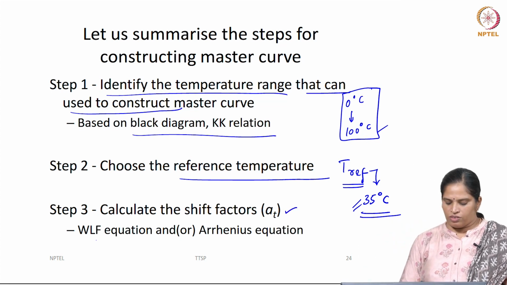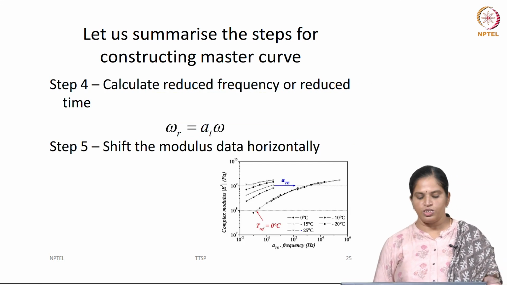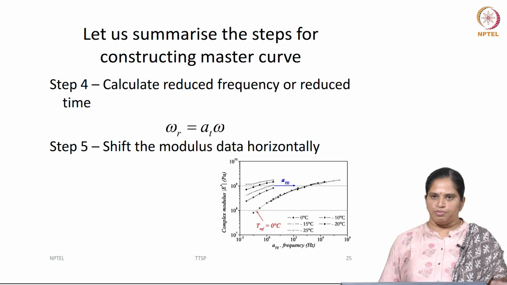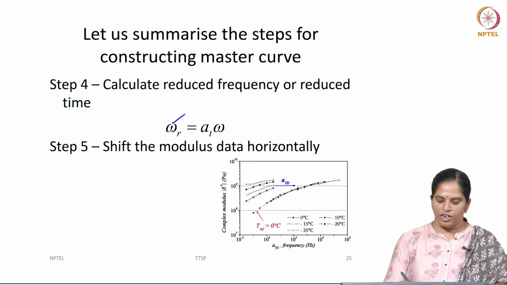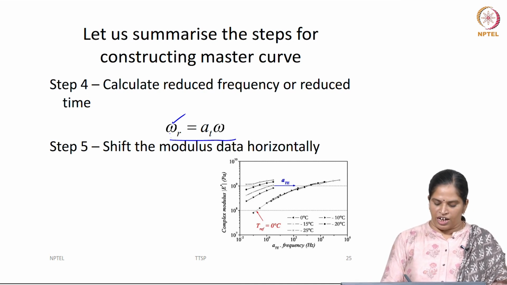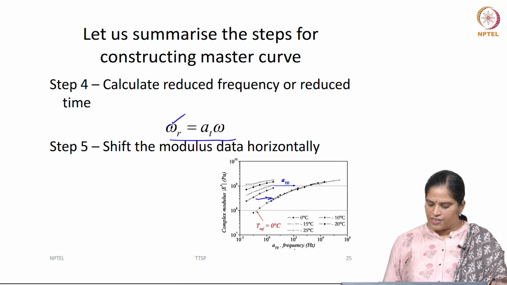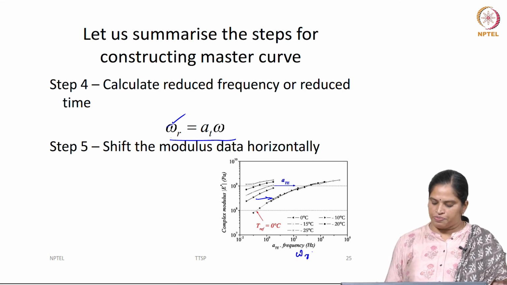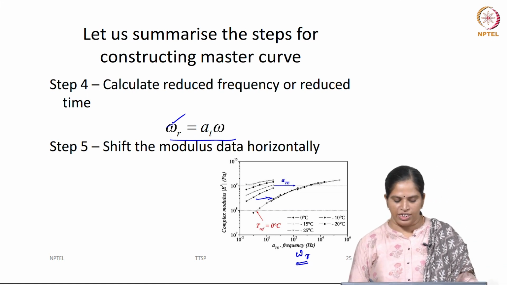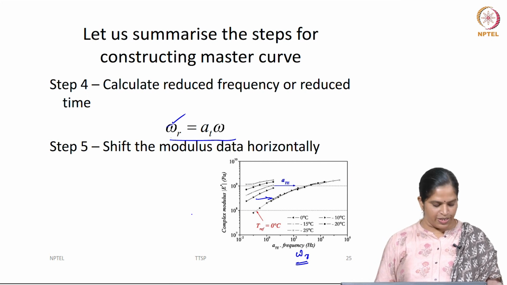For finding out the shift factor, you can use either a WLF equation or an Arrhenius equation. Once the shift factor is determined, find the reduced frequency, or reduced time in case of time scale testing, using these relations. Once the reduced frequency or reduced time is determined, using this reduced value, shift all the modulus values on a horizontal scale, keeping the x scale as reduced frequency, or reduced time in case of time domain testing. Once you shift all this data, you will get a nice smooth master curve.